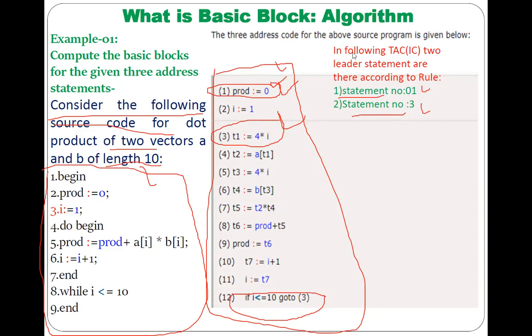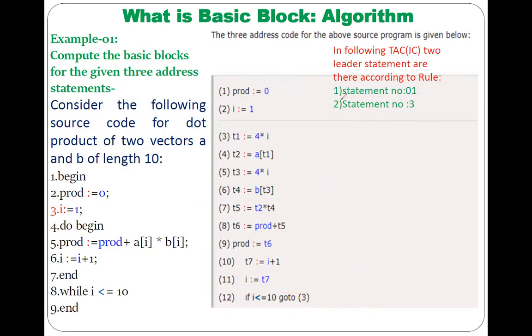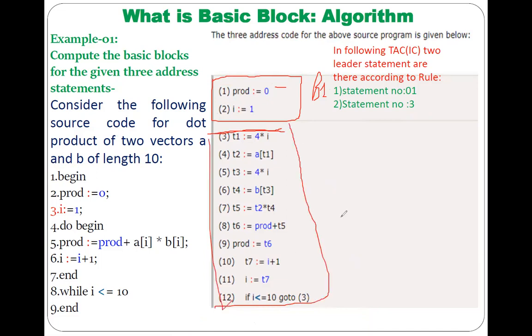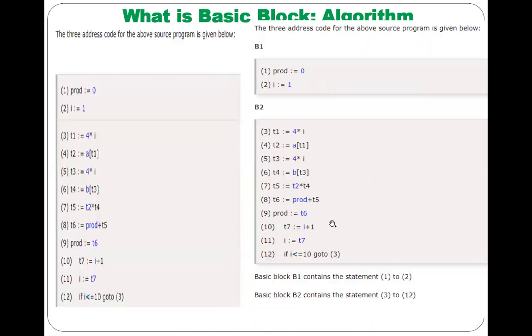Then next, you have to apply the rules to determine the basic block. So starting from this leader statement up to this leader statement, one basic block can be formed as per our rule. So this is basic block 1. And starting from this leader statement until the next leader statement is not found, so until this we don't find any leader statement, this is the second basic block forming. So in this way, the basic block has to be formed.